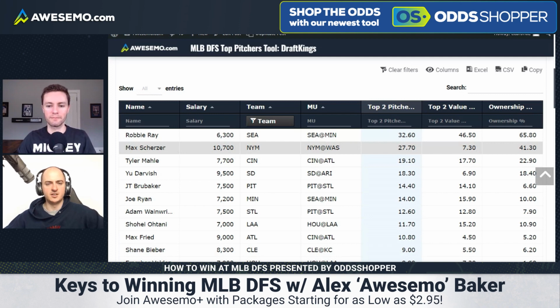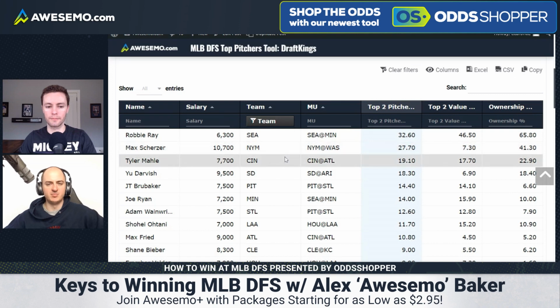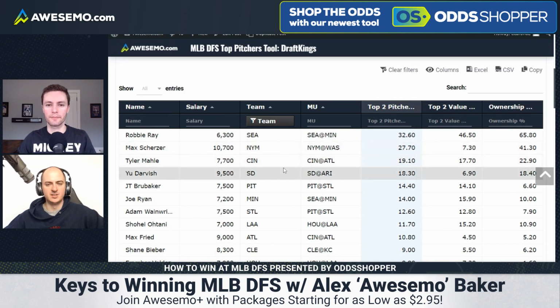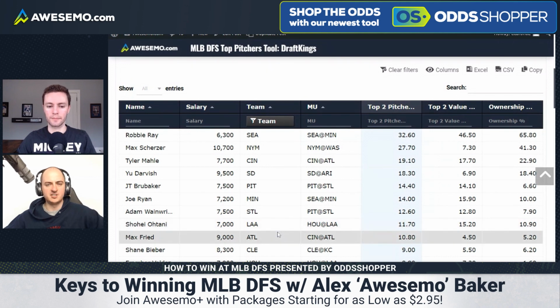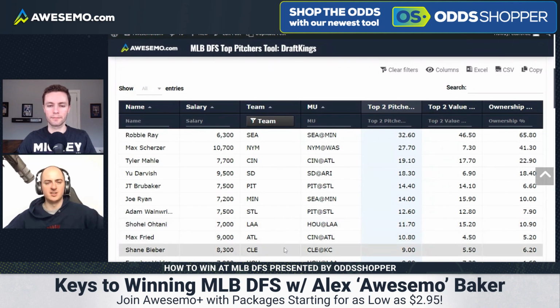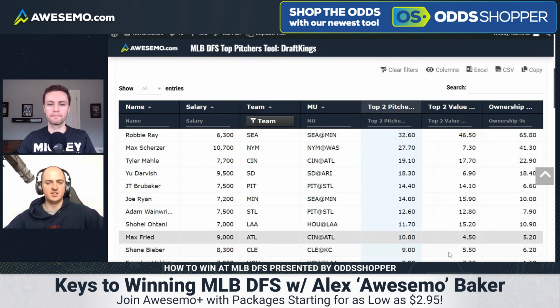So I think that on this slate, it does look like the value falls off pretty quick. Ohtani at 7K, really tough matchup versus Houston, but that one looks kind of interesting. You can go for some leverage with Max Fried or Shane Bieber, guys that have a higher chance of being one of the top 2 pitchers of the night compared to their ownership.